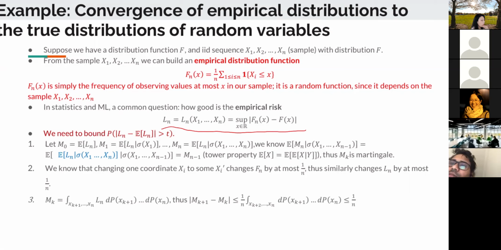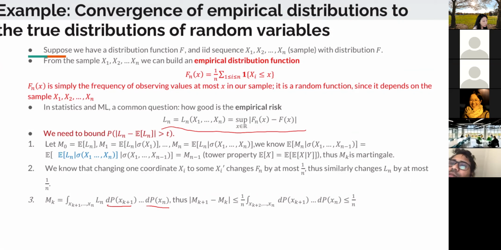So now, what can you see? Based on the definition of these Mk's, you can see that Mk can be denoted as the integral of the Ln. And what is that? This is just integrating over the probability distributions of xk plus 1 all the way through xn. This is by definition, because you've already fixed x1 through xk. So you only need to take the integral, based on the definition of the conditional expectation, for xk plus 1 through xn.